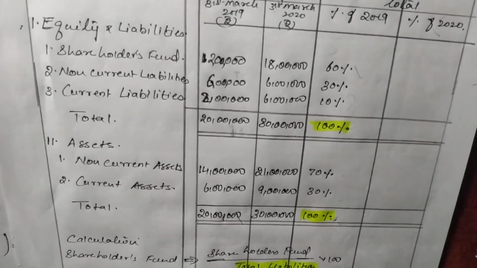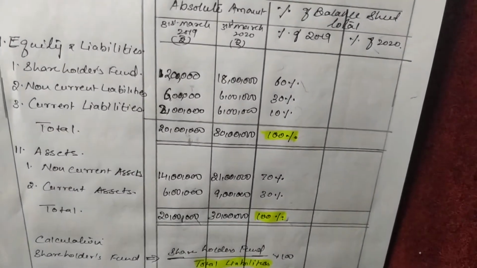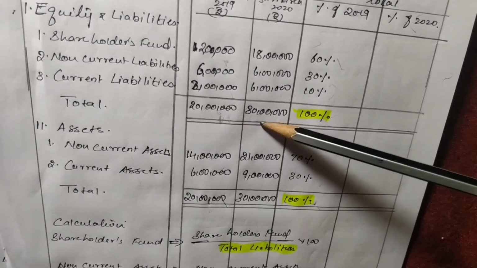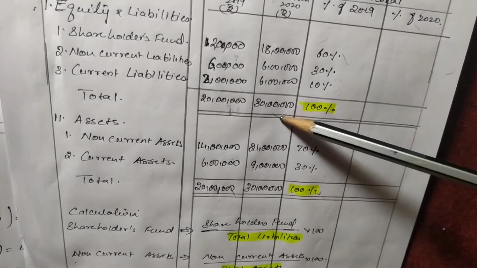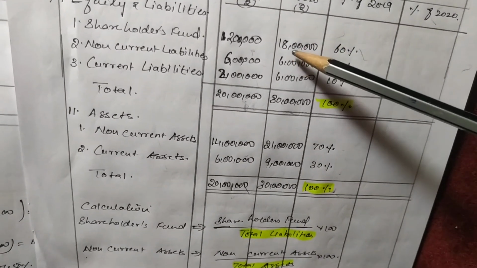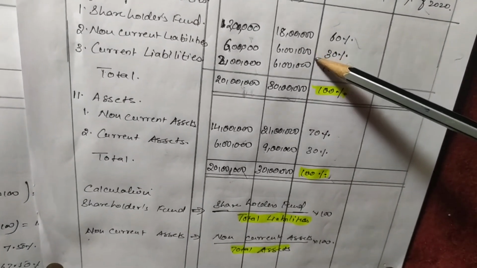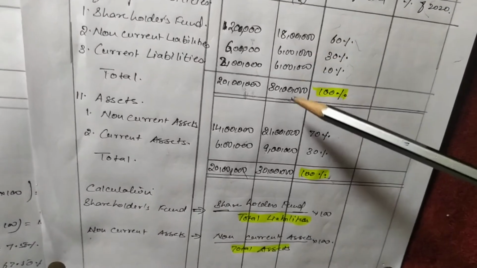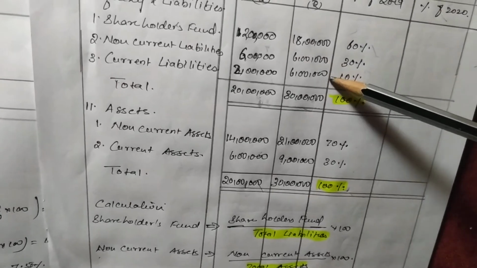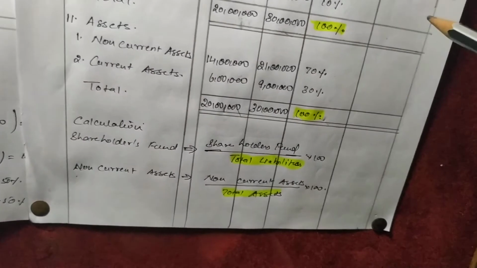First, for the previous year I have done it here, and the current year is your assignment. I will explain what to take as the base: total liability as the base. What will be the percentage of shareholders fund? That is 18 lakh upon 30 lakh into 100. Then for non-current liability, 6 lakhs upon 30 lakhs into 100. Again, current liability 6 lakh upon 30 lakh into 100. If you do the total, you should get 100.